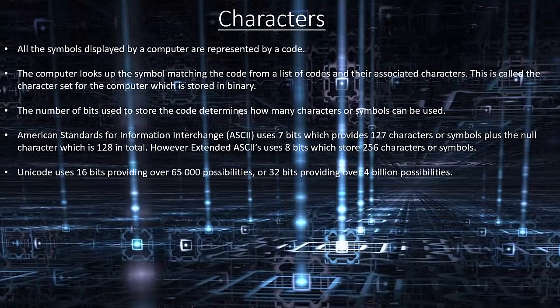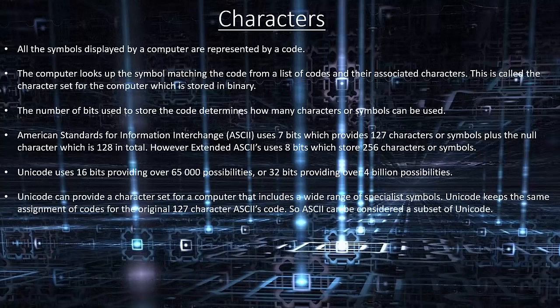Unicode uses 16 bits, providing over 65,000 possibilities, or 32 bits, providing over 4 billion possibilities. Unicode can provide a character set for a computer that includes a wide range of specialist symbols. Unicode keeps the same assignment of codes for the original 127 characters. So, ASCII can be considered a subset of Unicode.